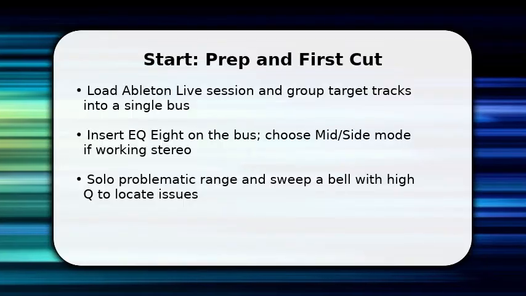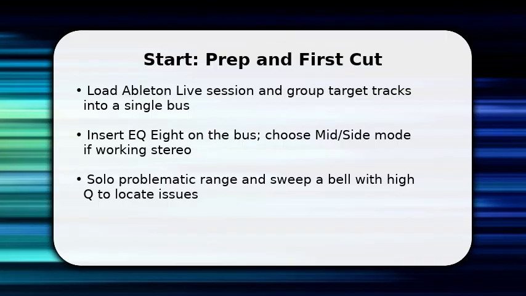You start by grouping the tracks you want to shape and inserting EQ8 on the group bus. This immediately centralizes control. Next, switch to mid/side when stereo image matters. This lets you treat center and sides differently.